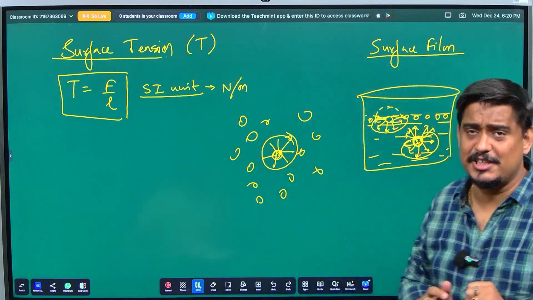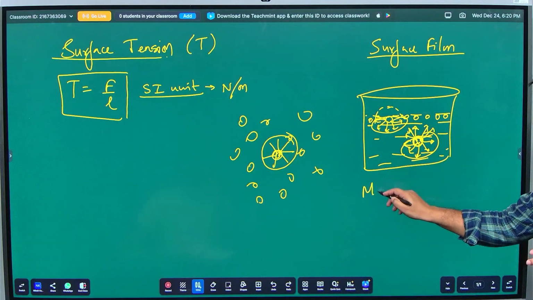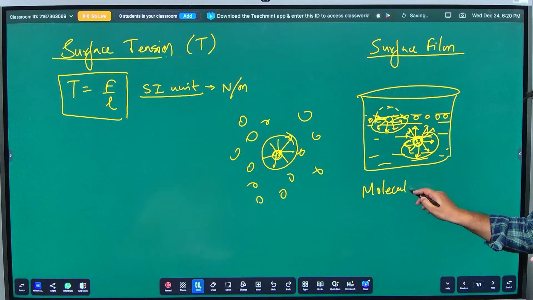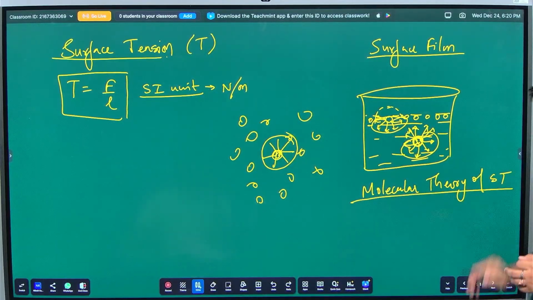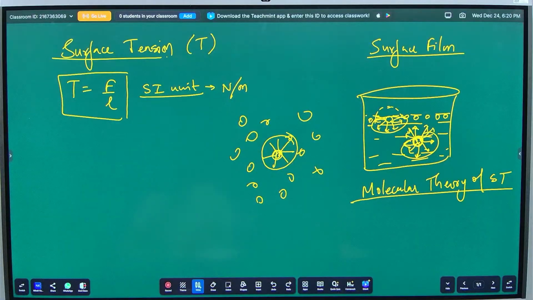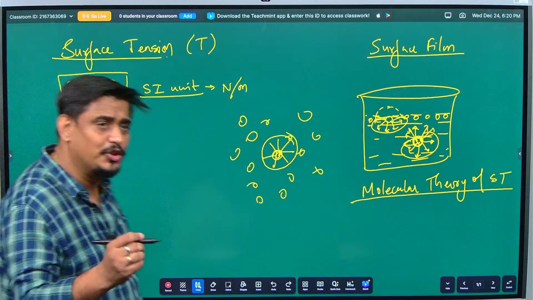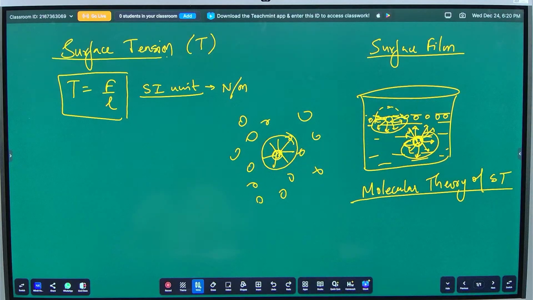If in the examination the question comes like, write the molecular theory of surface tension, whatever I taught you now is called the molecular theory of surface tension. So if in the examination they ask for 3 marks, write in detail about the molecular theory of surface tension. Whatever I spoke now, you should write in words. I'll give the notes for it. Start writing. Write that.